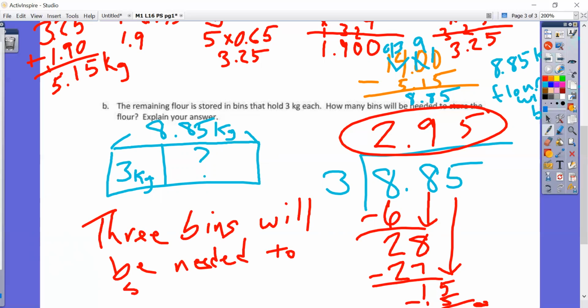to store all the flour. We couldn't have 2 bins, right? Because 2 bins wouldn't be enough. 2 bins would only hold 6 kilograms. So that is today's lesson.